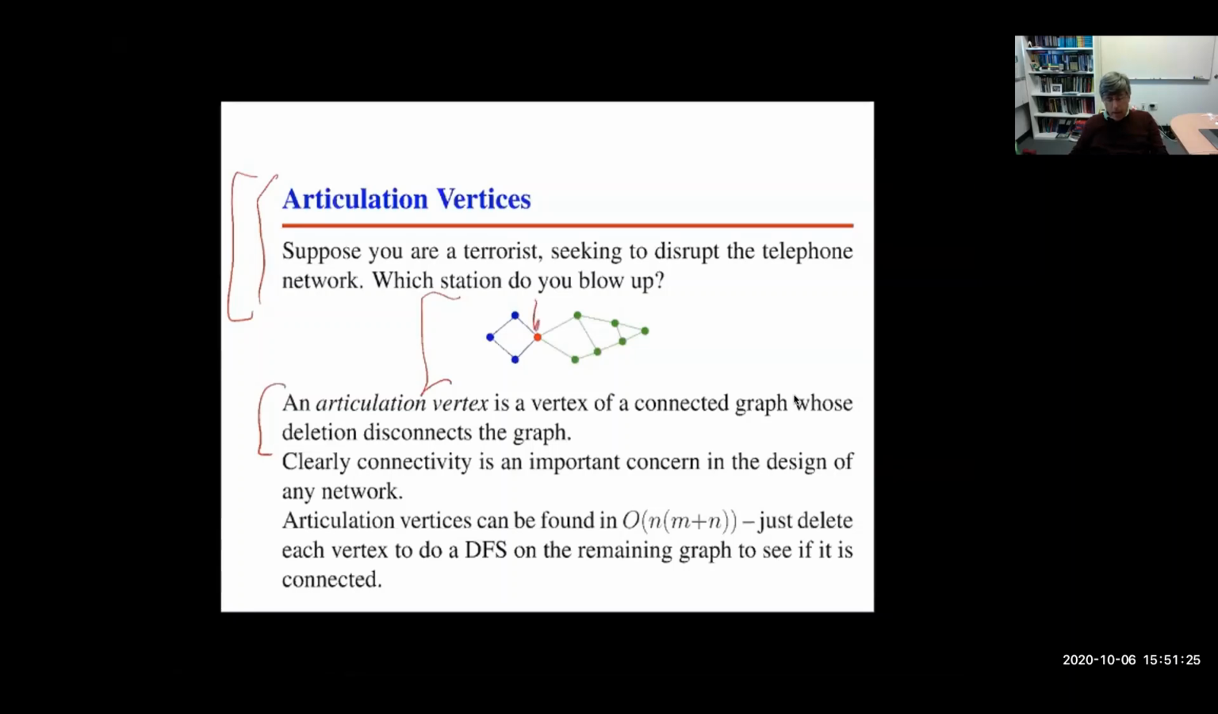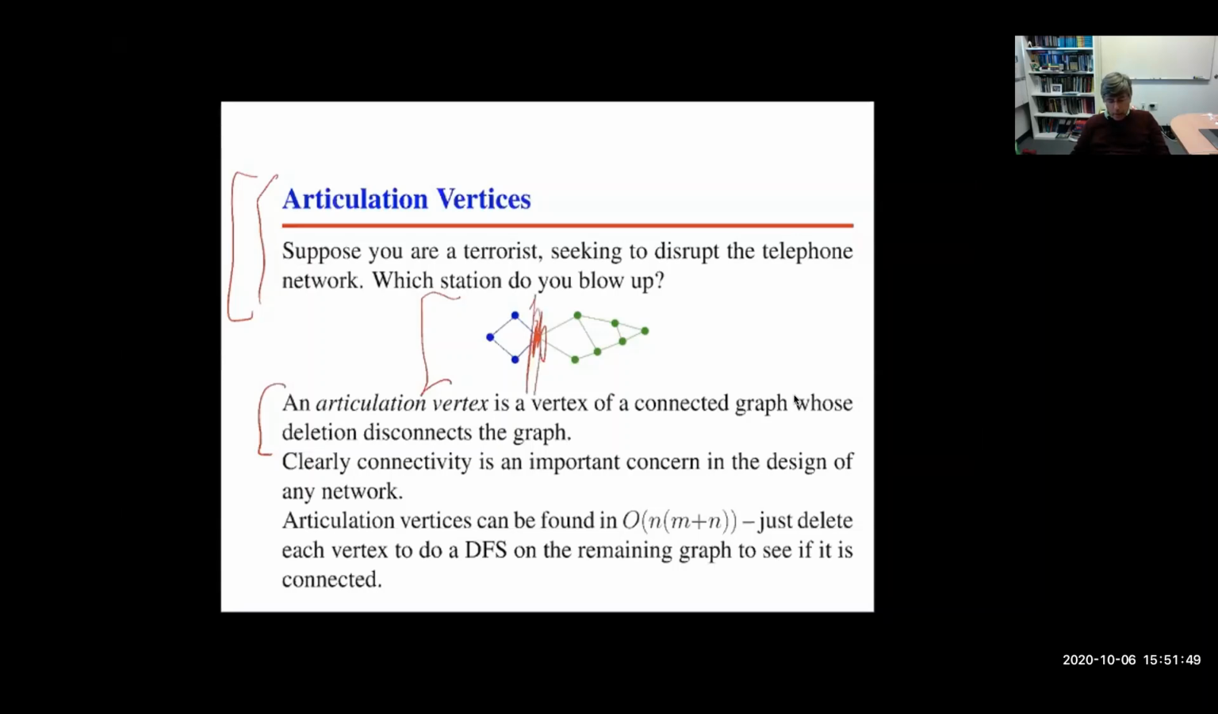The red vertex is a vertex whose deletion will disconnect the graph. Does everybody kind of see that? If I delete it, the blue nodes and the green nodes can't talk to each other anymore. Okay? Fair enough. So can anyone give me an algorithm?